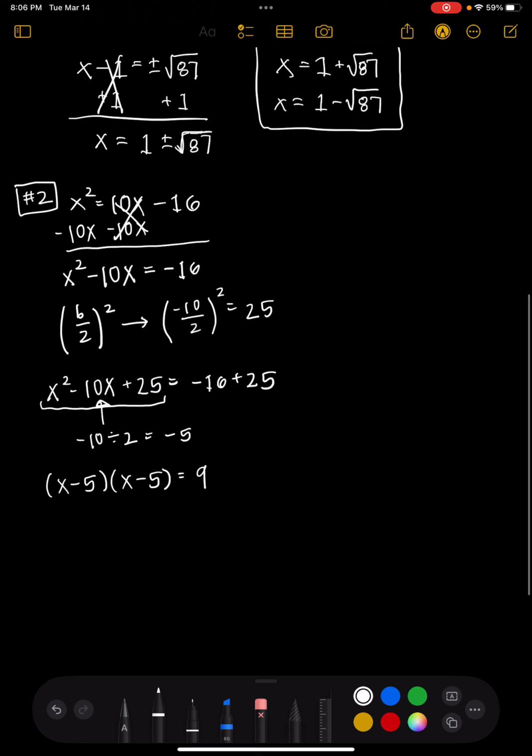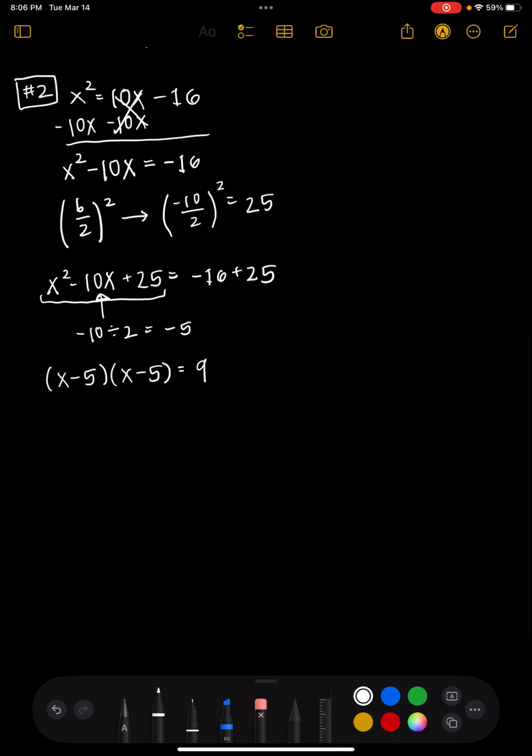All right, so now the next step is to combine the x minus 5s by saying x minus 5 squared is equal to 9. And then I like that we have the squared and everything, but we want to get rid of the squared, so we're going to square root both sides. When I square root just the number side, I'm going to have to put the plus or minus on there like normal.